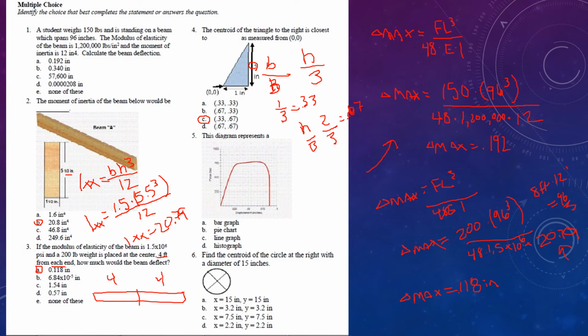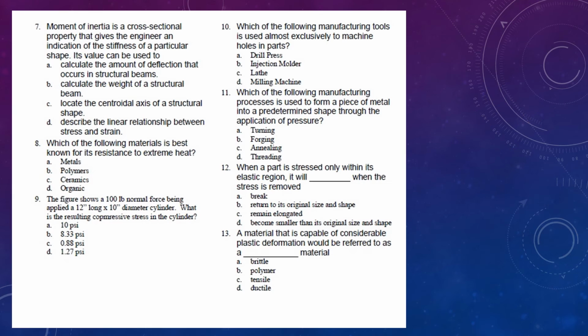Number 5, that diagram is just of a line graph. And number 6, the centroid of the circle, it's 15 inches. If you're using an XY plane, you're starting here at 0, 0. So half of the circle this way and half of the circle this way are going to be the same. So it's going to be 7.5 inches X and 7.5 inches Y. Moment of inertia is going to calculate the amount of deflection that occurs in structural beams, so that's A. The following material that has the most resistance to extreme heat, that's going to be ceramic.